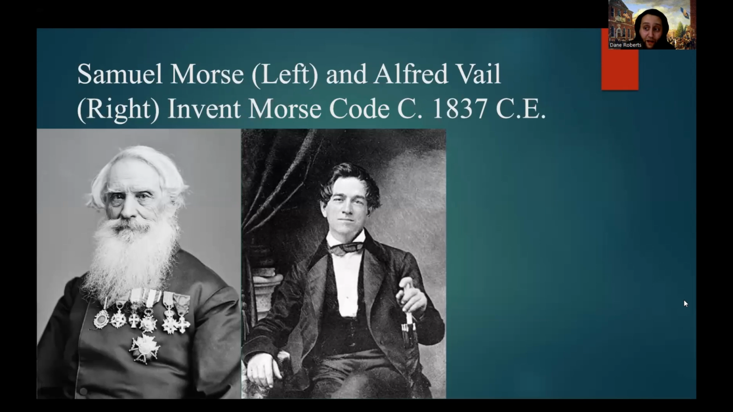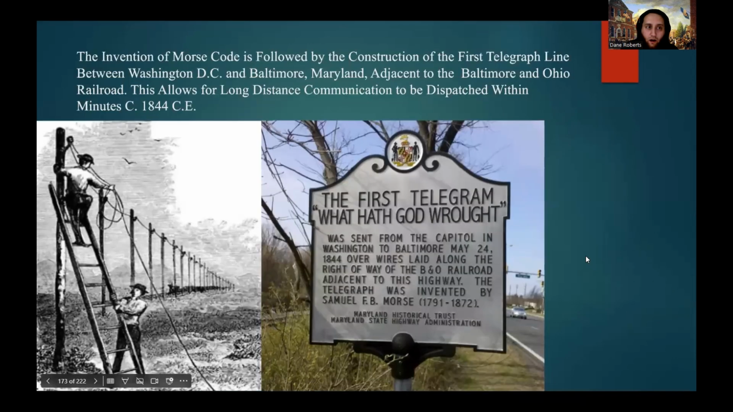Also, a very famous form of communication known as Morse code would be invented in 1837 CE by Samuel Morse and Alfred Vail, with the invention of Morse code being followed by the construction of the first telegraph line between Washington, D.C. and Baltimore, Maryland, adjacent to the Baltimore and Ohio Railroad, that would allow for long-distance communication to be dispatched within minutes, with this construction happening in 1844 CE.